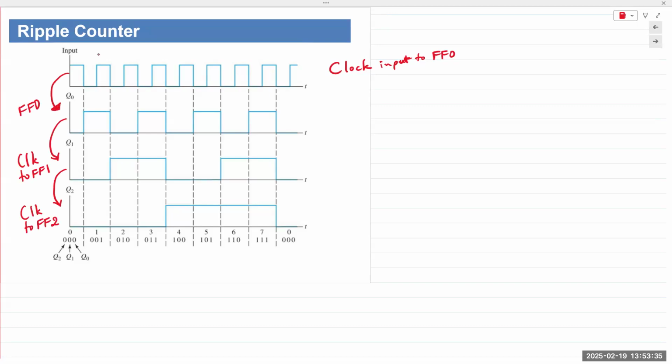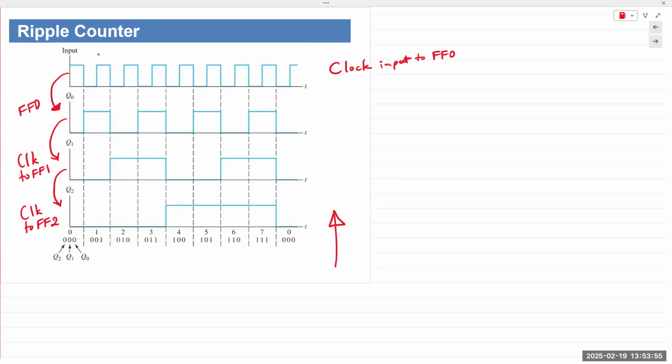And you would read the output of the counter in the reverse order. Q2 is the most significant bit, so you read it in this order: Q2, Q1, and Q0. All of them are negative edge triggered.